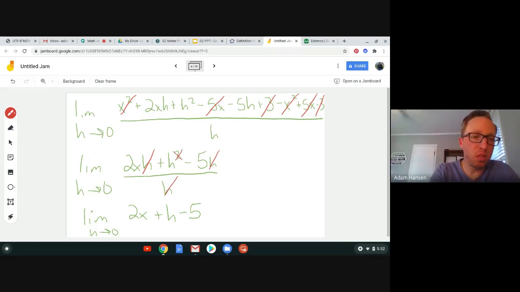So what's important about this step to this? Can I plug in 0 for h in this previous line? No, I can't. I'd be dividing by 0 because I'm dividing by h. Once I cancel that h out, I'm left with this. Can I plug in 0 for h here? You bet. 2x plus 0 minus 5. So that's going to be 2x plus 0 minus 5, or simply 2x minus 5.